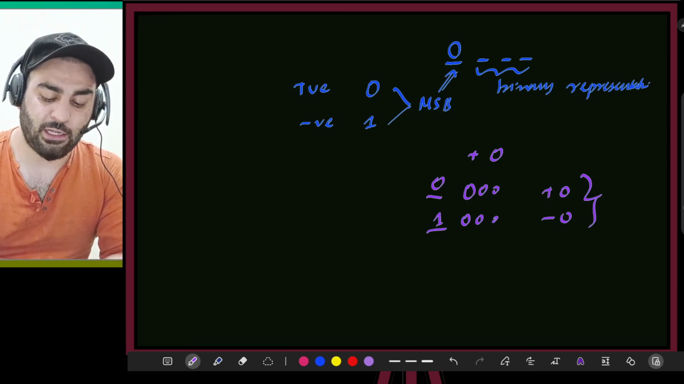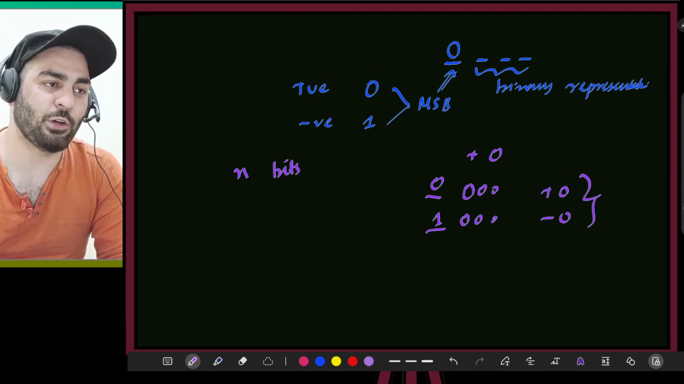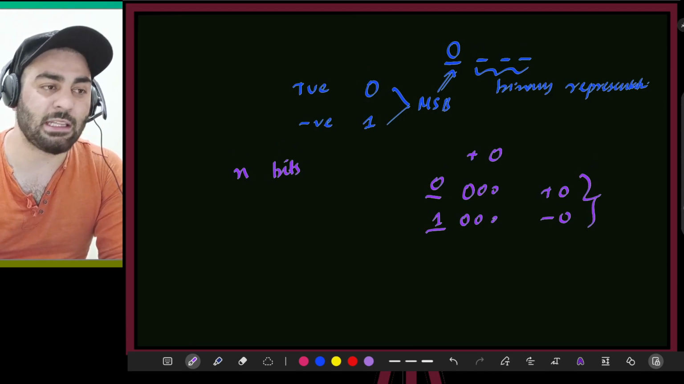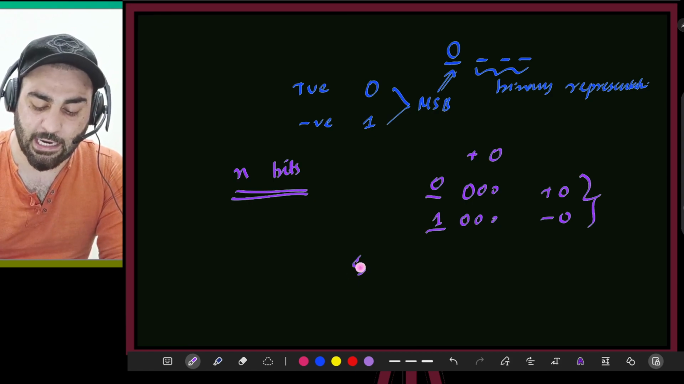Let's suppose I have n bits. N bits means I have these n placeholders. Can you tell me what is the largest positive number that I can store in n bits in this signed representation?